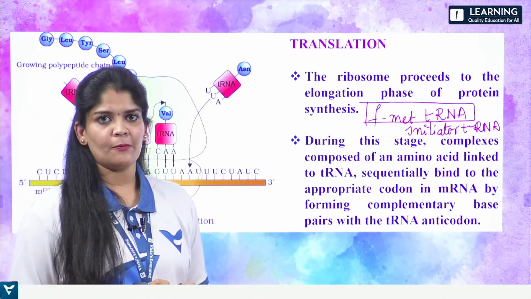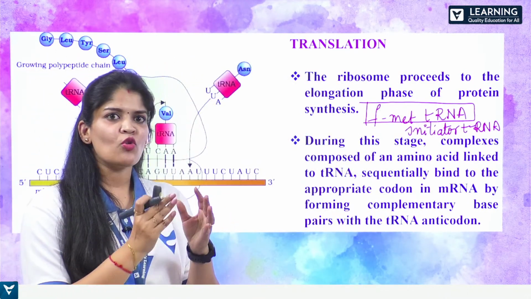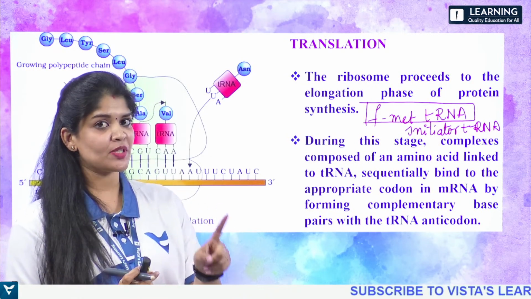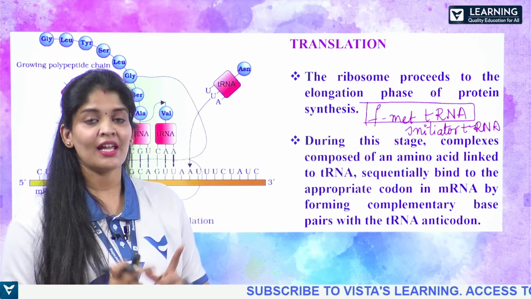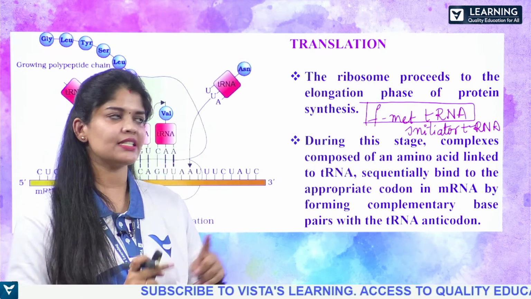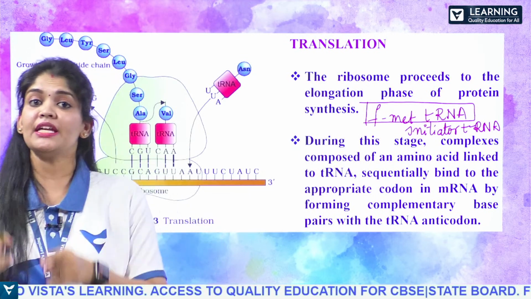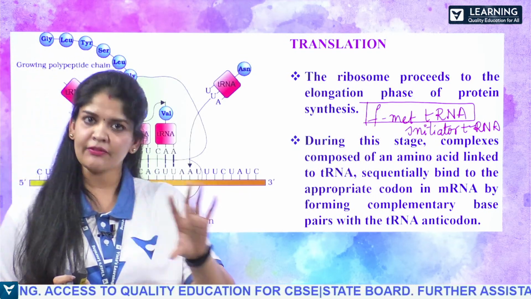And here is a point. Every aminoacyl tRNA comes and binds to the A site, which is present on the larger subunit of the ribosome, except the first one, that is F-met tRNA, which is going to fix to the P site, leaving the A site vacant.